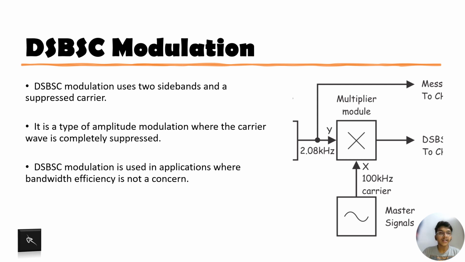DSBSC modulation. DSBSC modulation uses two sidebands and a suppressed carrier. It is a type of amplitude modulation where the carrier wave is completely suppressed. DSBSC modulation is used in applications where bandwidth efficiency is not a concern.